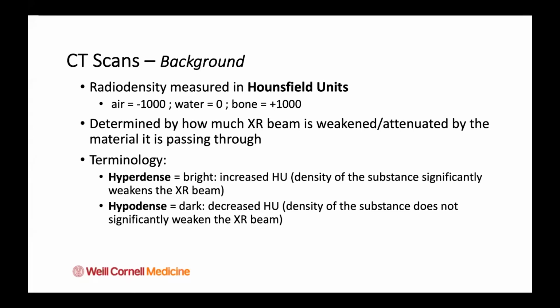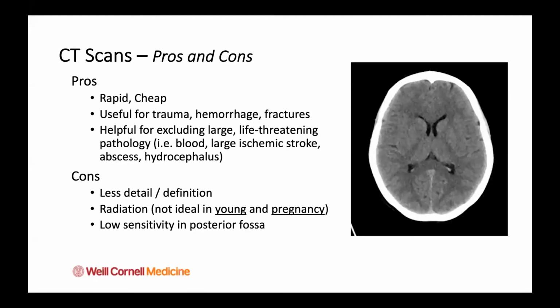Okay, so it's useful. Usually in neurosurgery, we use hyperdense, hypodense. The radiologists like to use attenuated. It's just a more exact technical term, but essentially it's just describing how much the X-ray is going through this material. The pros and cons of CTs.